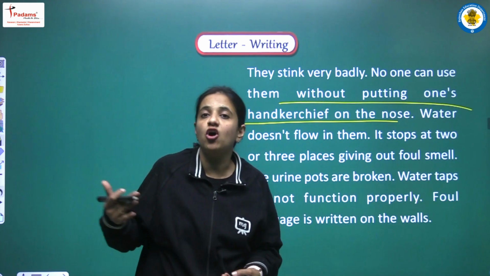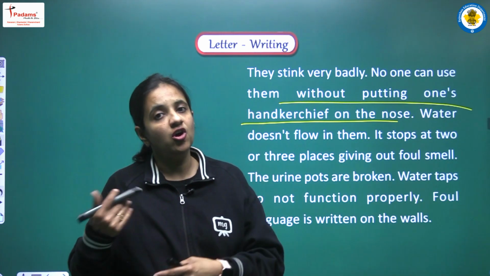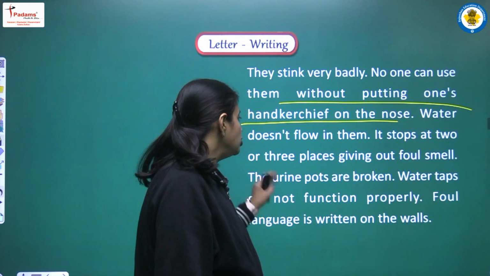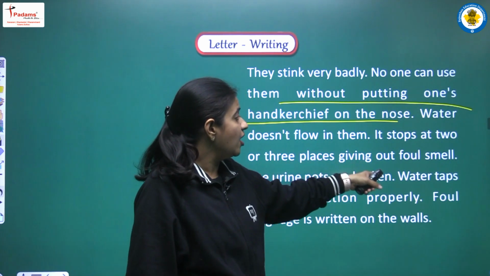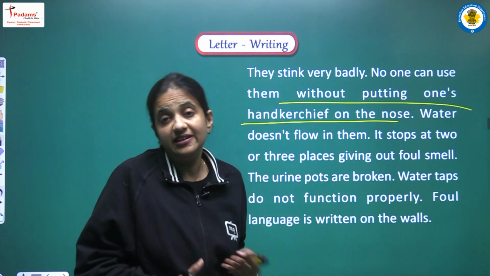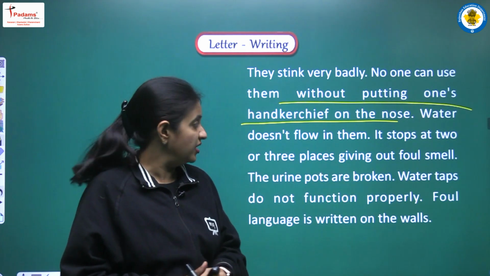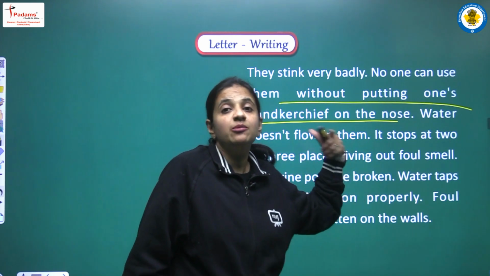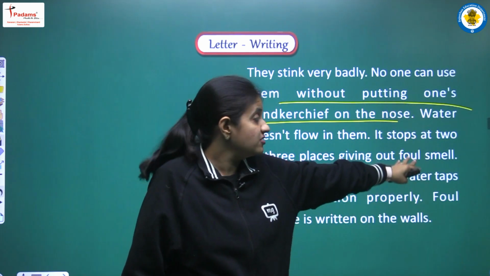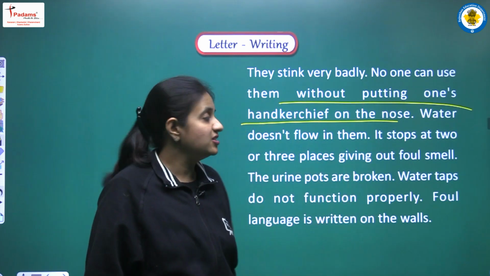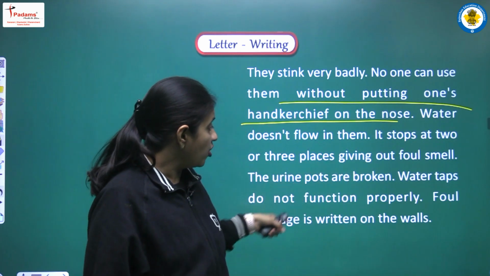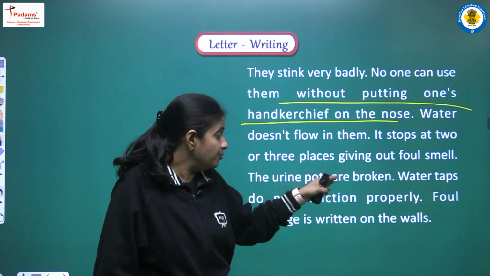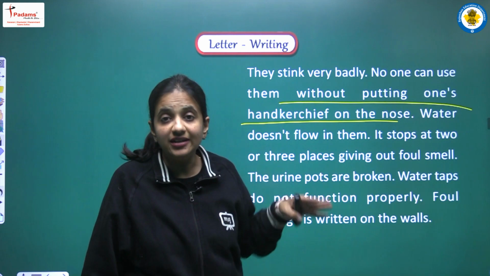This is another common problem that all school toilets can have. Next, it stops at 2 or 3 places, giving out a foul smell. Because the drainage is not working properly, water stops at 2 or 3 places, and because of that there is this foul smell in the school toilets. The urine pots are broken. The next problem we are writing is that the urine pots are also in a bad condition.